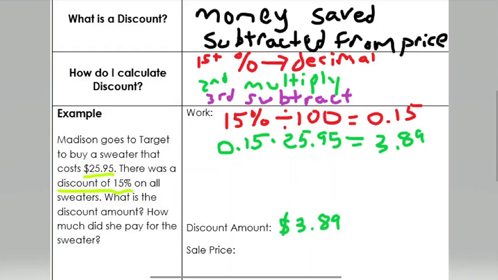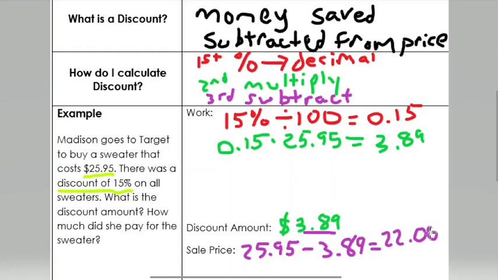$3.89. All right, so my sale price is how much I'm actually going to pay. So what I'm going to do is I have to take my original amount of $25.95, and I got to subtract it from my discount amount. So subtract $3.89. And what do we get when we do that? We do 25.95 minus 3.89, and that gives me 22.06. So for this sweater, Madison's going to pay $22.06.